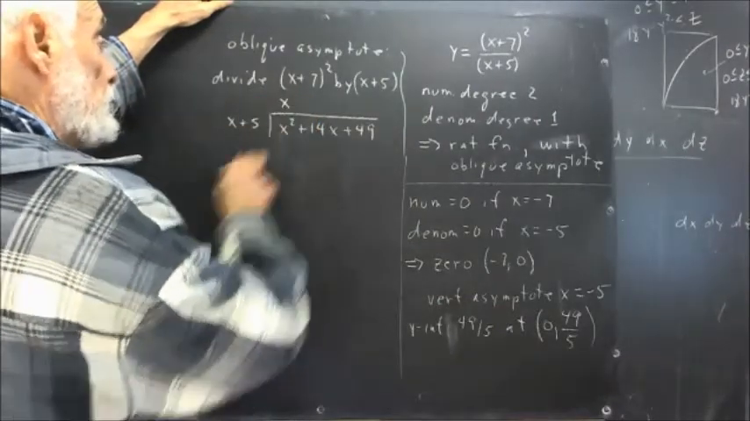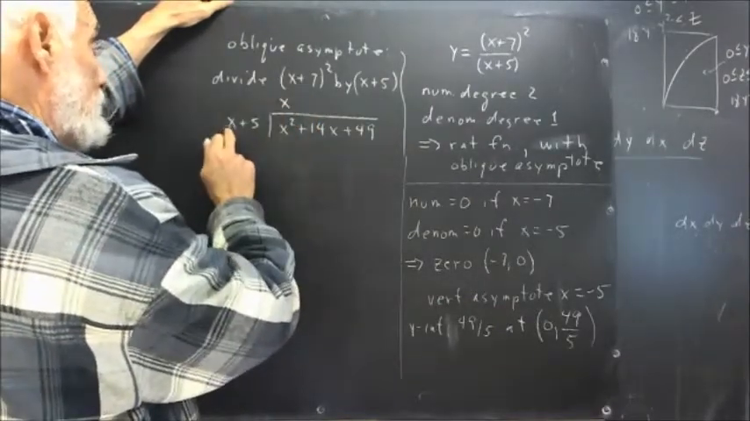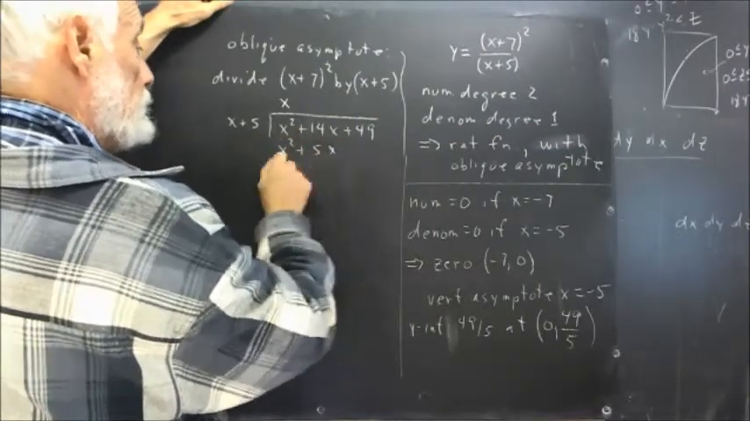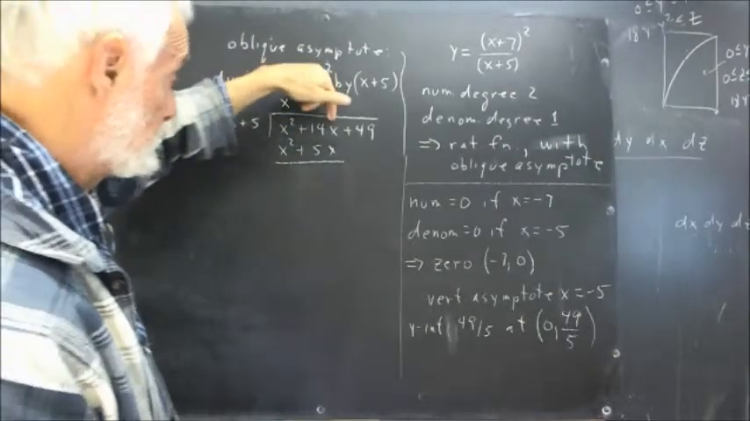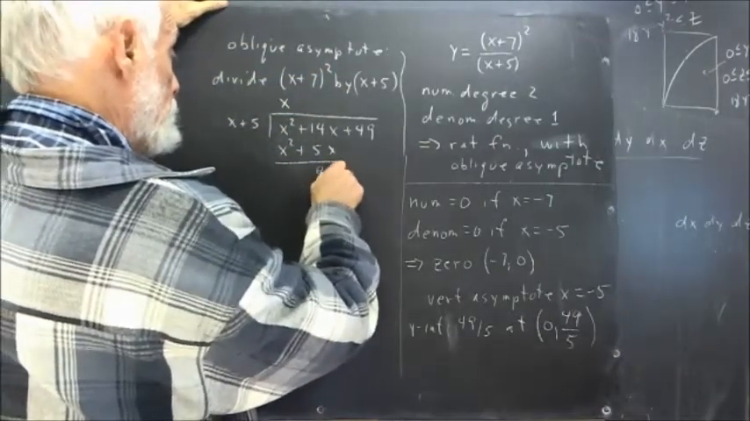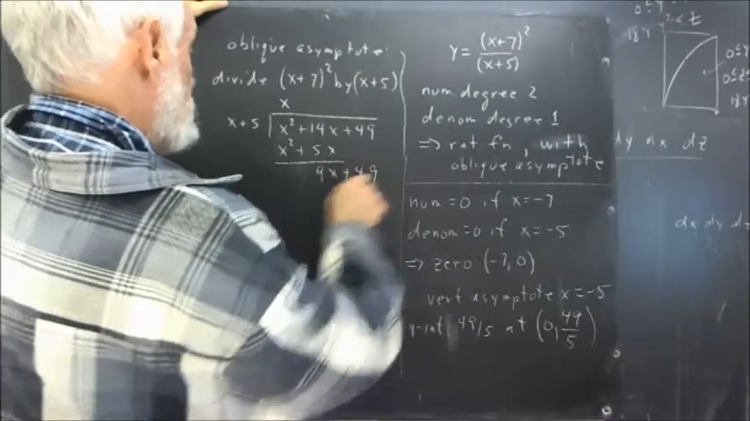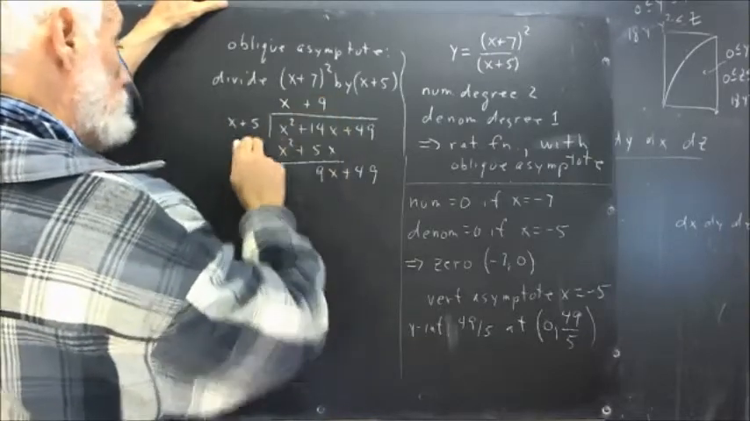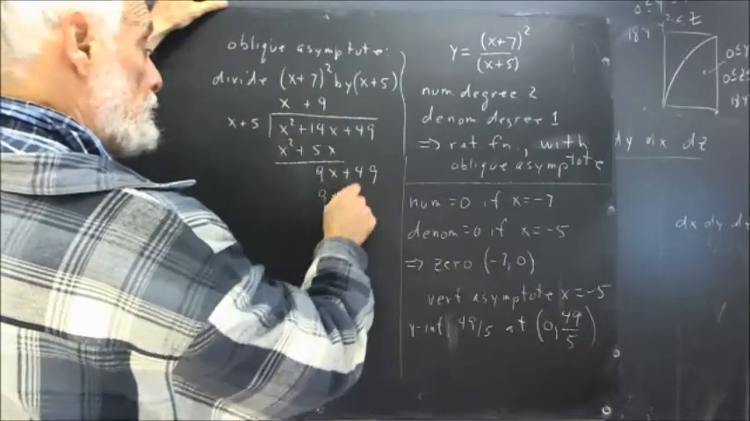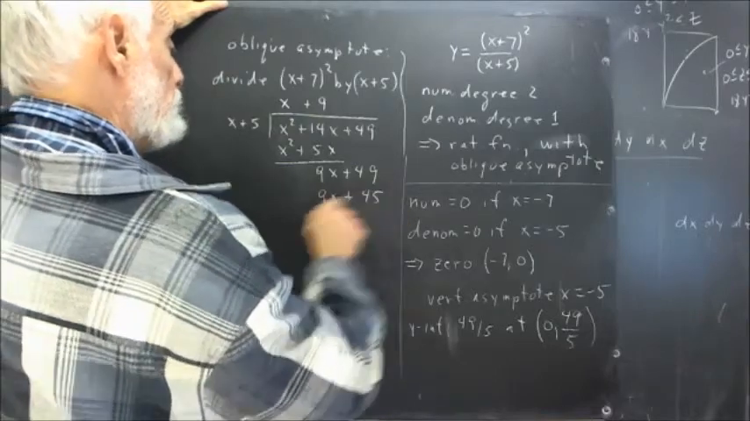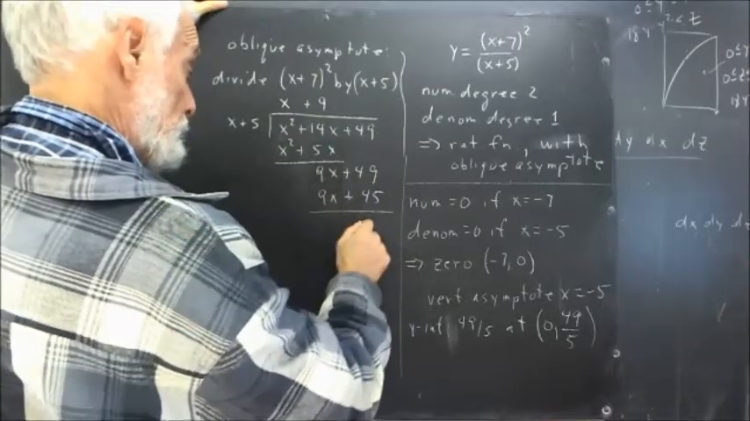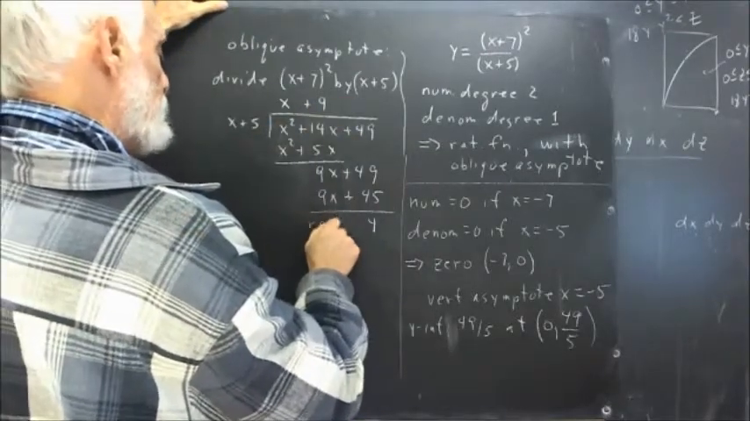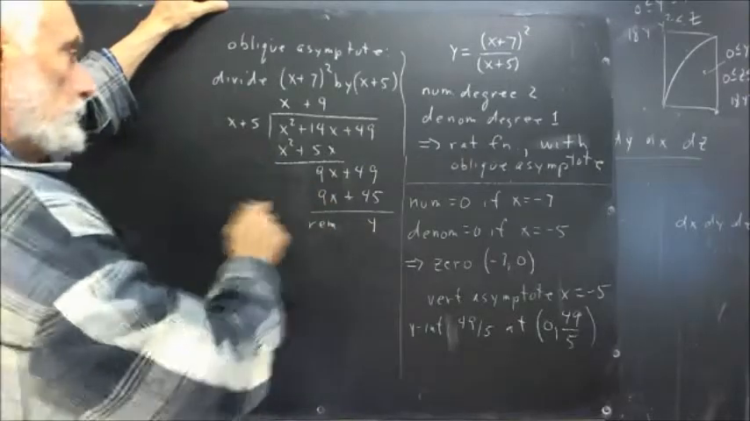x goes into x squared, x times. x times (x plus 5) is x squared plus 5x. We subtract that from the x squared plus 14x we have here. We get 9x plus 49. x goes into 9x 9 times. 9 times (x plus 5) is 9x plus 45, giving us a remainder when we subtract here of 4. Now that means remainder is 4. We put the 4 over the x plus 5.